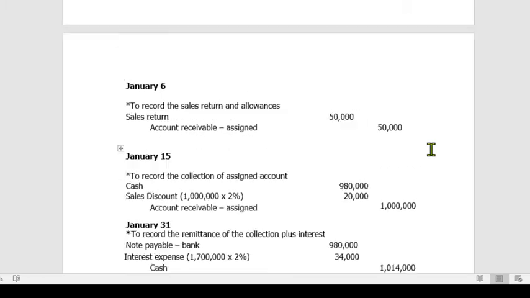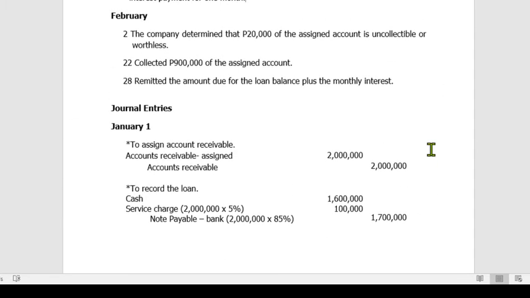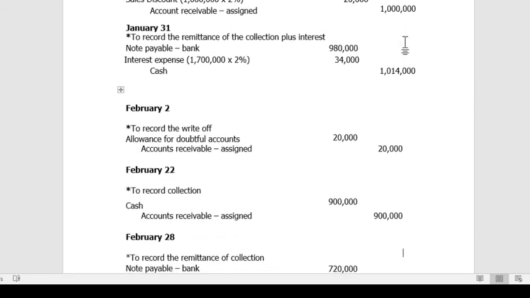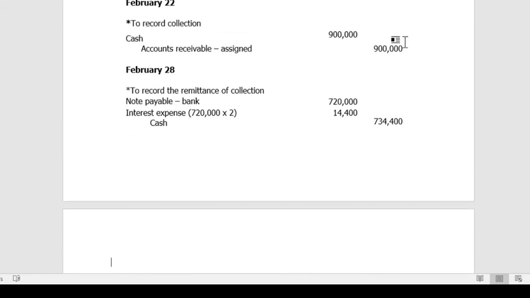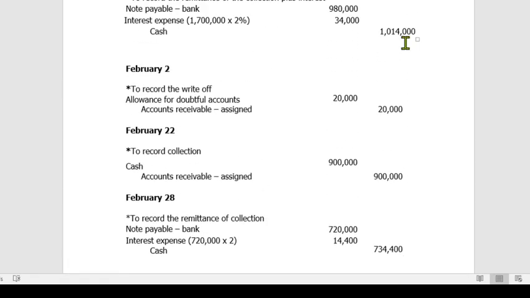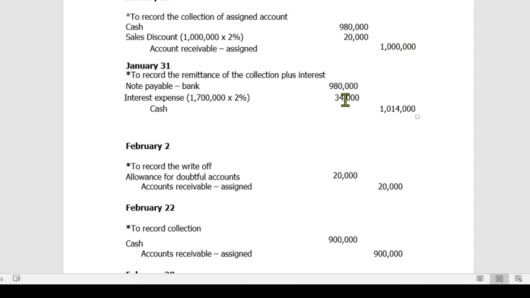Next, on February 2, ang sabi dito, the company determined that 20,000 of the assigned account is uncollectible or worthless. So, di ba nag-assign ka ng accounts receivable? Pero sabi, based on evaluation ay, yun daw ay worthless na. So, how do you recognize the write-off? You debit allowance for doubtful accounts and then you credit accounts receivable assigned 20,000. So, ini-eliminate mo na yung accounts receivable assigned mo for that amount na i-write off.